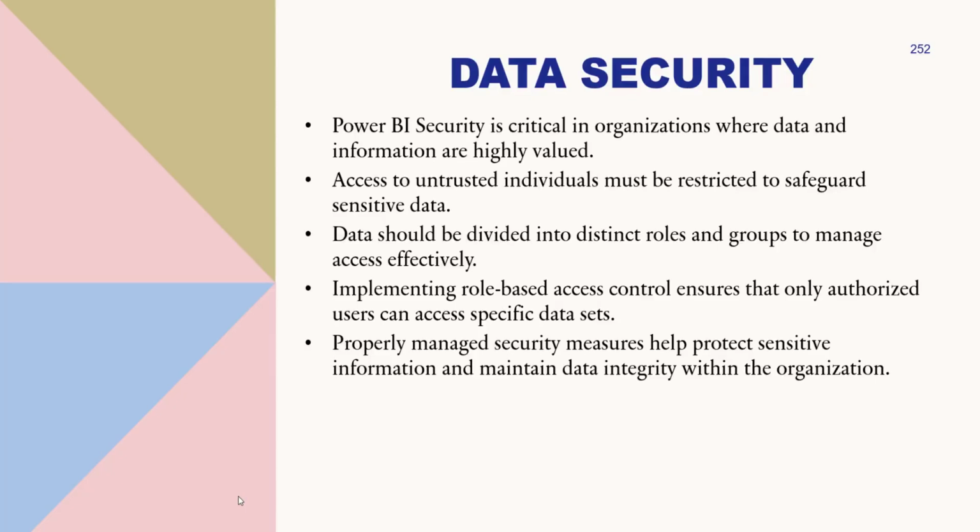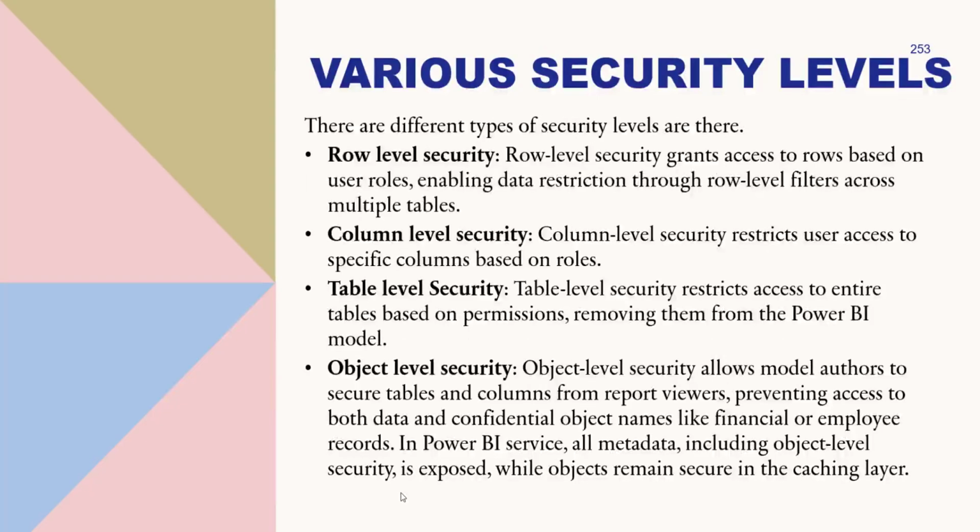When we share datasets or reports with users, they can access the data and reports based on the security levels such as row level security, table level security, and object level security. Till now, you have an idea about the different types of security I have discussed. So these are the various security levels which we are going to cover in this module.